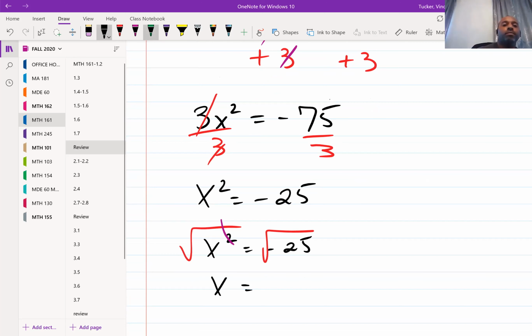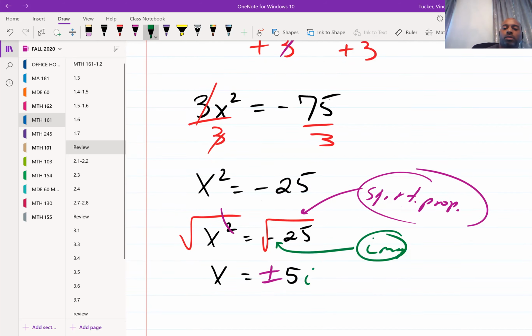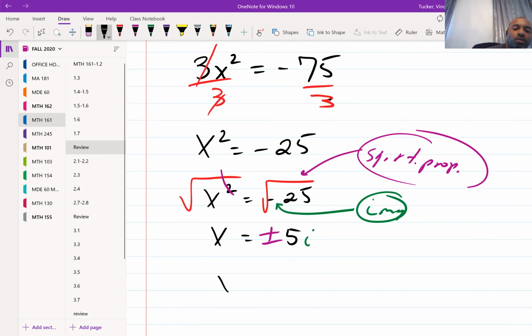Then on the right, whenever you take the square root of both sides, don't forget the square root property, which means I need to have plus or minus. The square root of a negative number is always going to result in i, so it's going to be imaginary. So that would be 5i. Our result should be plus or minus 5i.